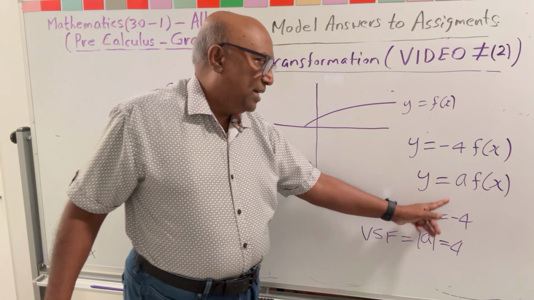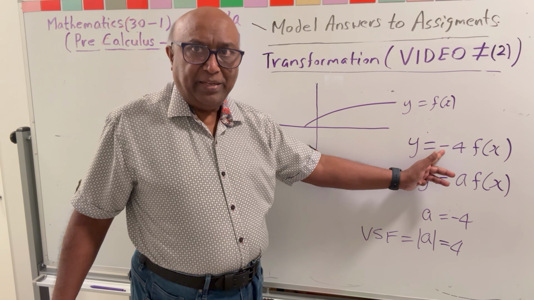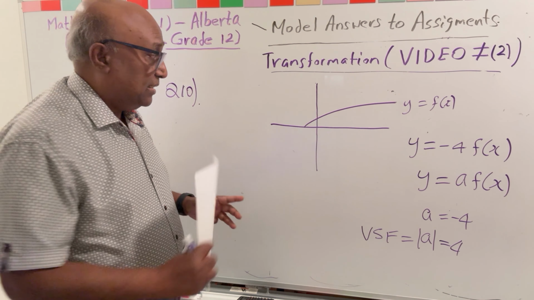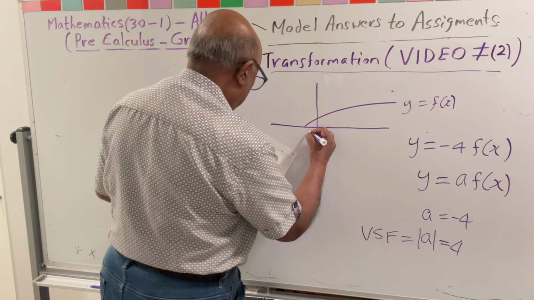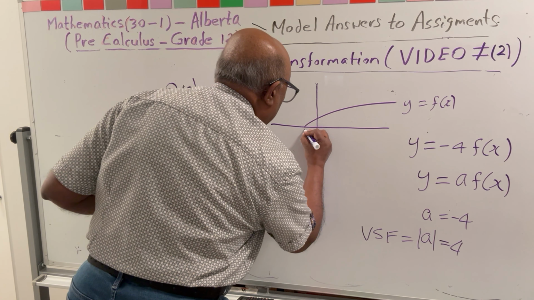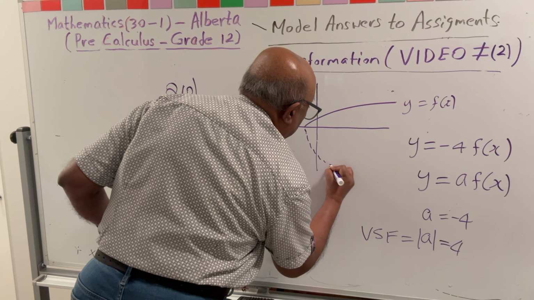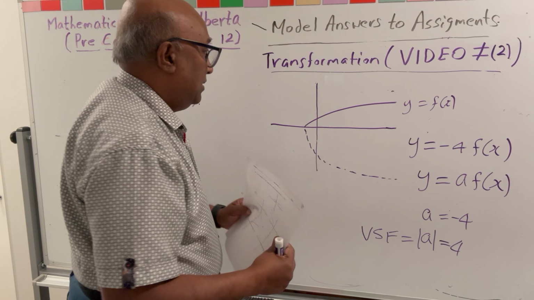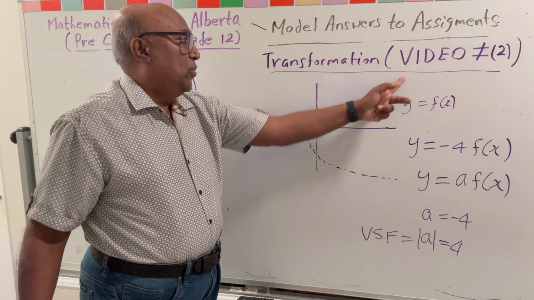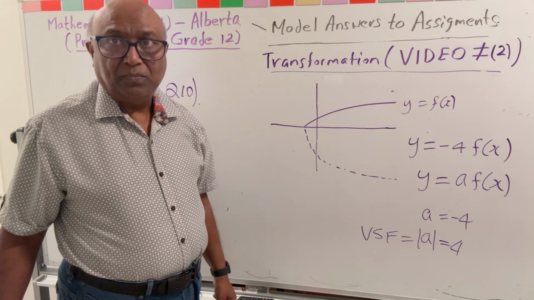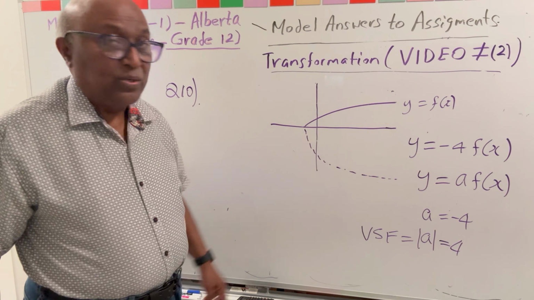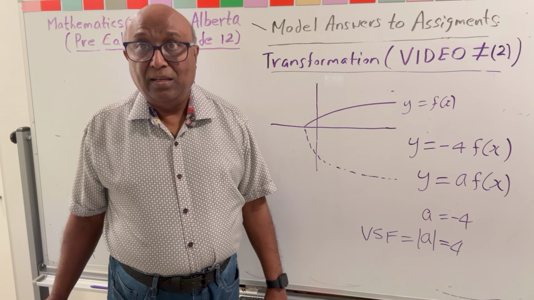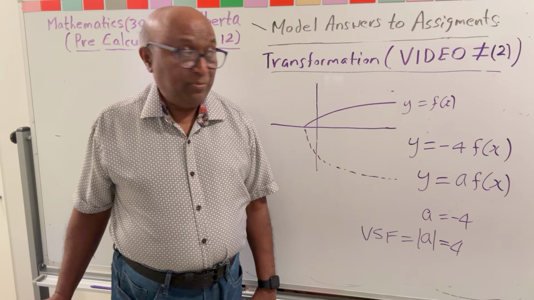In addition to that, there is a minus sign in front. That means reflection. The function reflects about the x-axis. That means you can draw the new function like this. Stretched by factor 4, then reflection. Okay, this is the new graph. Before identifying the new graph, I can provide you some more specific information.